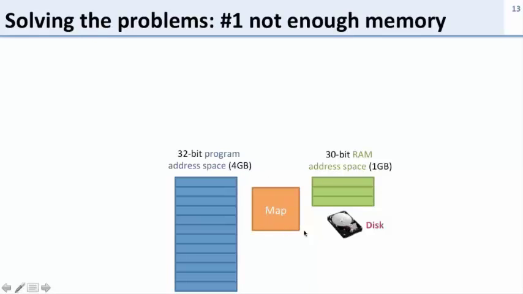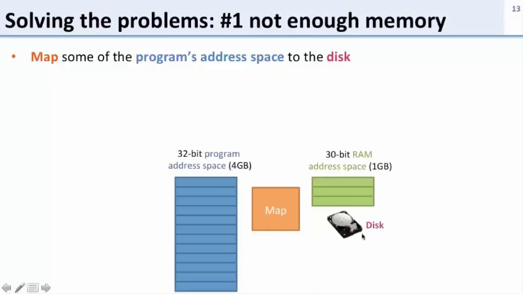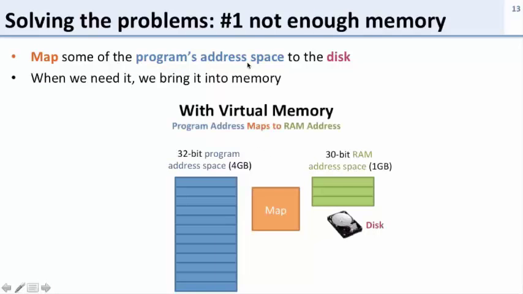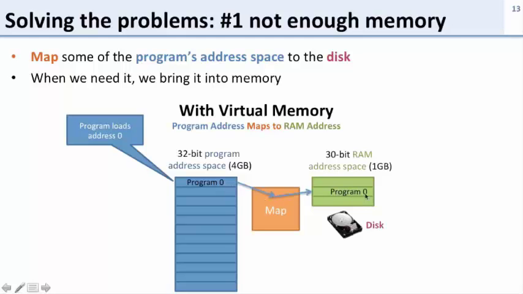Now we've got this map in the middle, and we've got a disk over here where we can put stuff that doesn't fit. So let's take a look at this. We're going to map some of the program's address space to disk when it doesn't fit, and when we need it, we'll bring it into memory. So here we are with virtual memory, and remember the program address is going to map to the RAM addresses. So the program tries to load address 0, goes to the map, says, okay, address 0 is over here, no problem, you can access it.